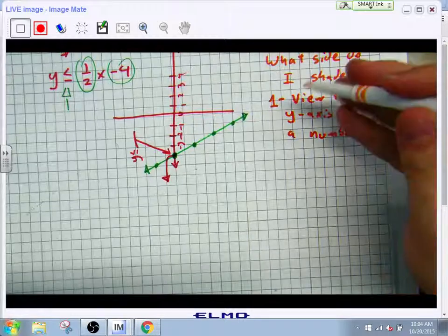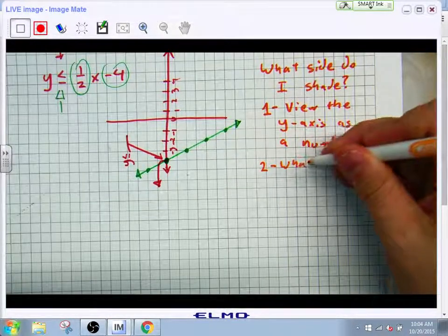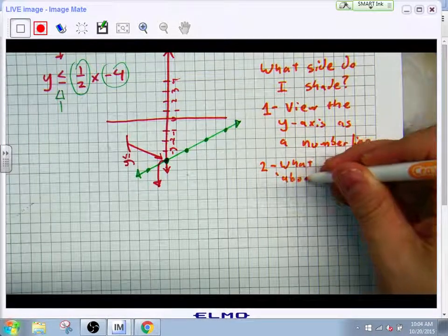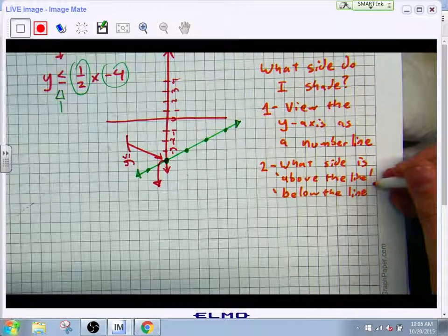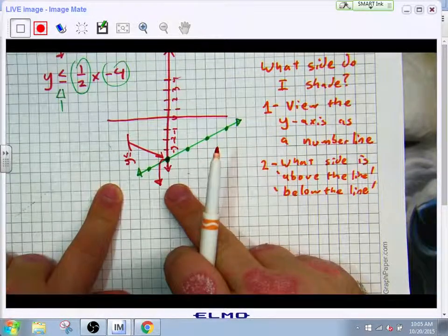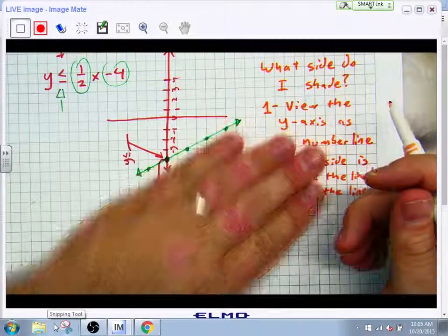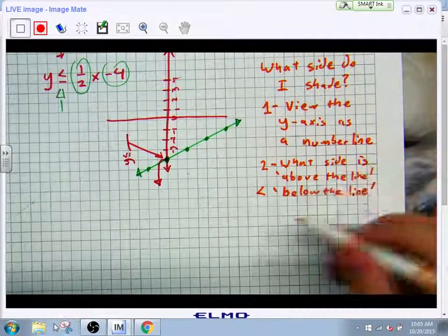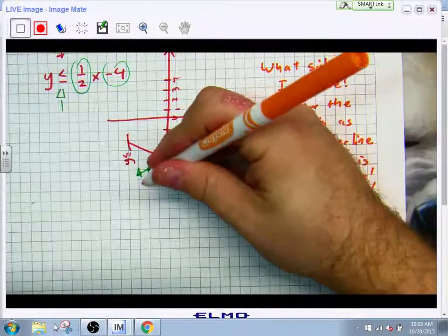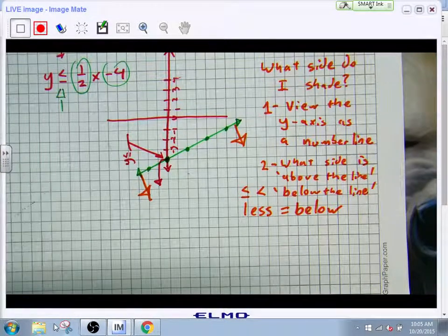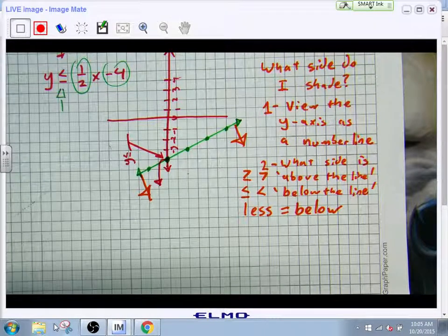The other way I like to do it is I decide, and this is more of a visual way, what side is above the line, and then what side is below the line. Okay? When I look at this green line, if I imagine this green line was cutting everything in half, I would say that this side is above the line, and I would say that this side is below the line. And then I look at my inequality. It's less than or equal to, less means below, right? So that would tell me to shade this side of the line, the below the line. And likewise, greater than or equal to or greater than would mean above the line. Okay? That's one way of thinking about it.